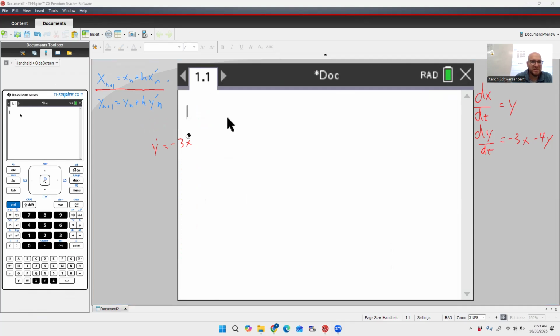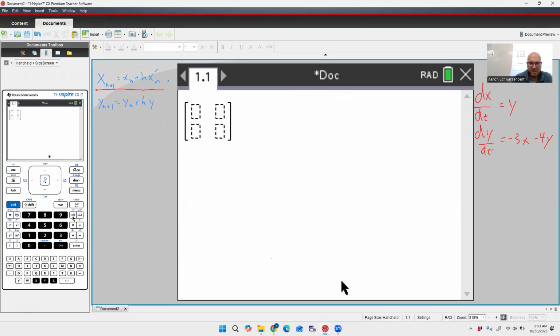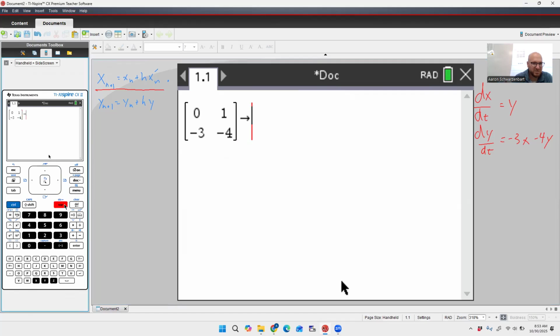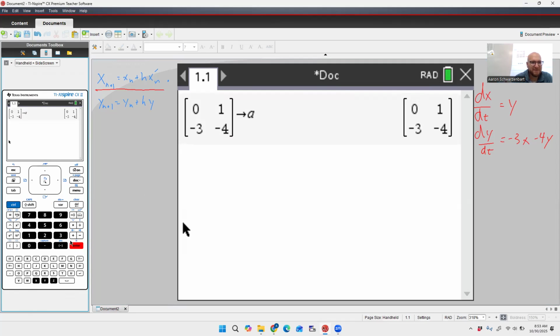First thing I'm going to do is define my matrix. It has to be 0, 1, -3, -4. And I'm going to store it as, we'll just call it A. You know when you guys have that entered.